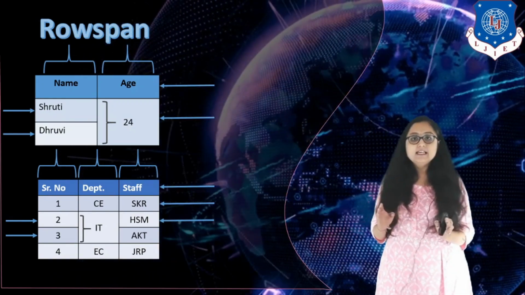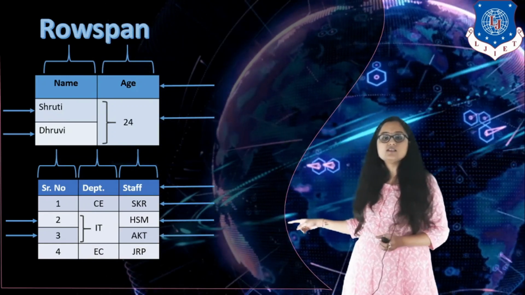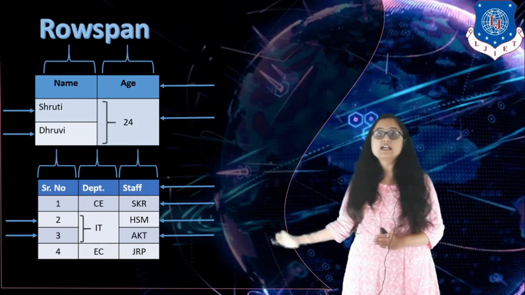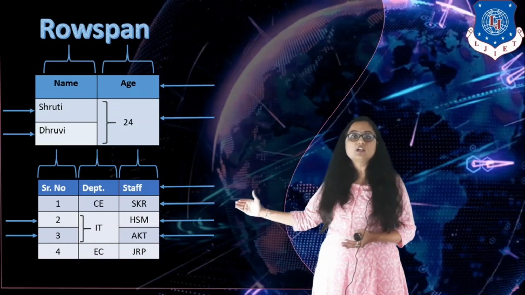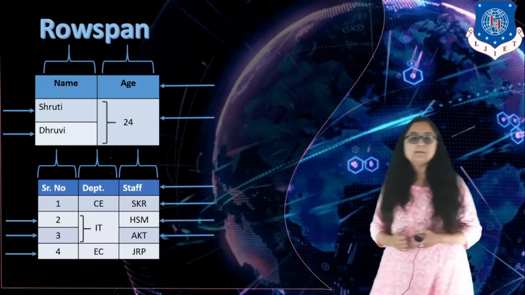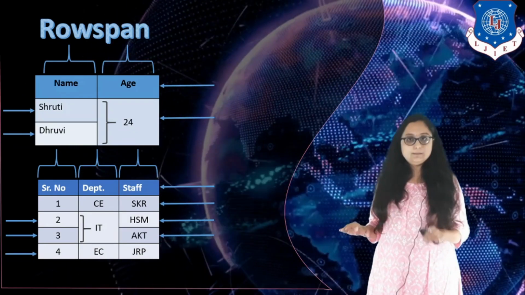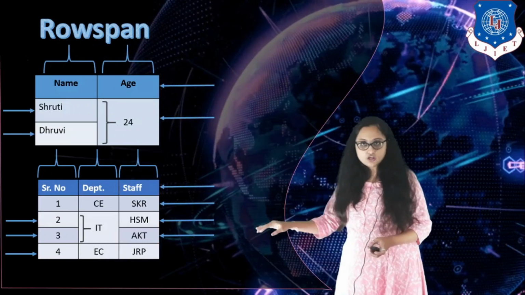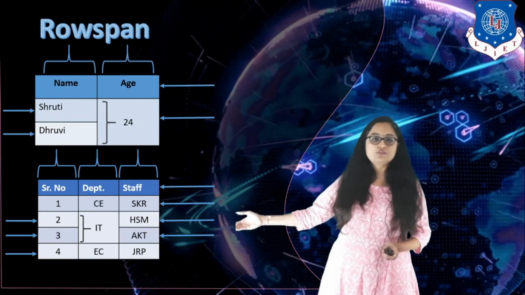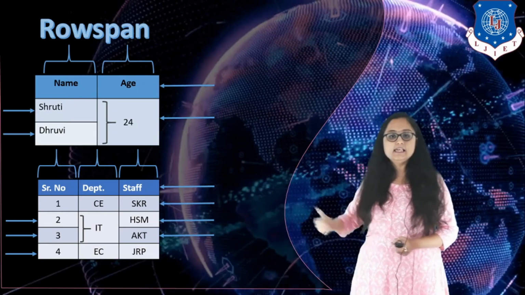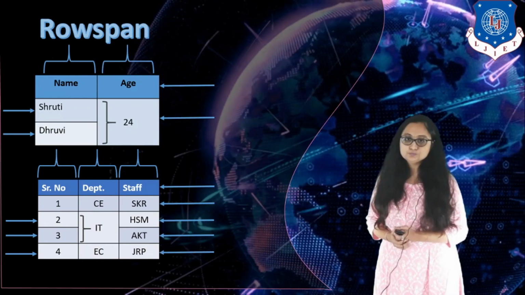So what will be the TD attributes that you will specify? Only the first TD attribute, that is 3, and the last TD attribute, that is AKT, will be specified. The second column has already been spanned, it is combined into the third column. You have already written the row span attribute, it does not need redundancy. The last row is again the simple table structure, in which you have the fifth row and you have 3 columns, right? So the first TD is 4, the second TD is EC, and the third TD is JRP, right? So that is your last row.